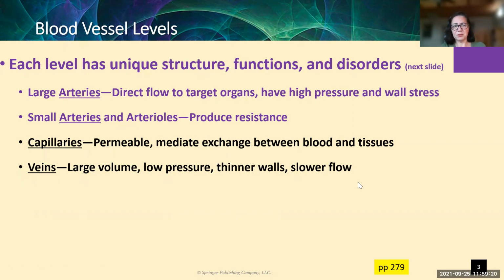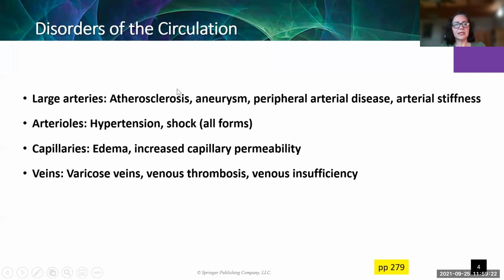So let's take a look at what problems arise. In the large arteries, biggest problem is atherosclerosis. We get this stiffening and stiffening of the arteries, as well as buildup of some plaques that we'll talk about. We can have bulges in the blood vessels known as aneurysms, and aneurysms can sometimes rupture, which is an enormous problem. Then there's peripheral arterial disease, we'll talk about that briefly, and arterial stiffness.